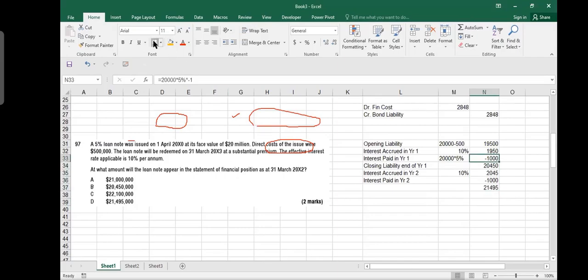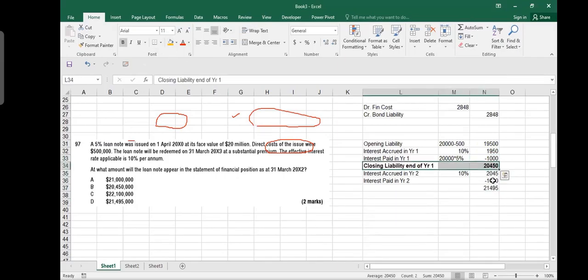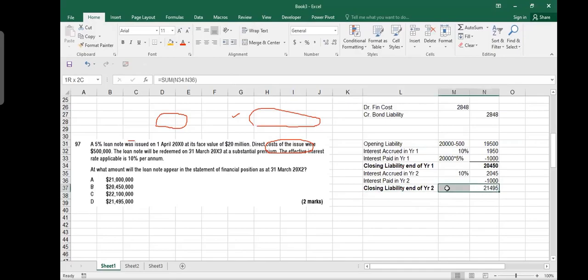21,495. Now let me explain a little bit. Some numbers I want to explain. And here it will be like this. And I would say, closing liability at end of year 2. So this is your answer, 21.495 million. 21.49 million, option D.